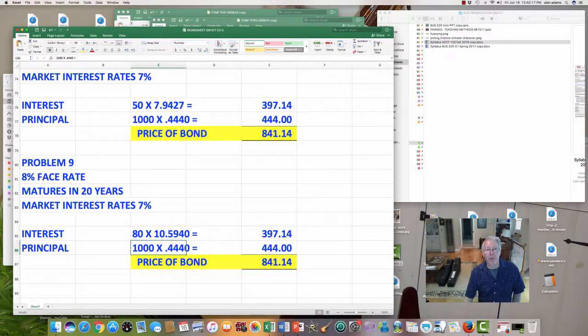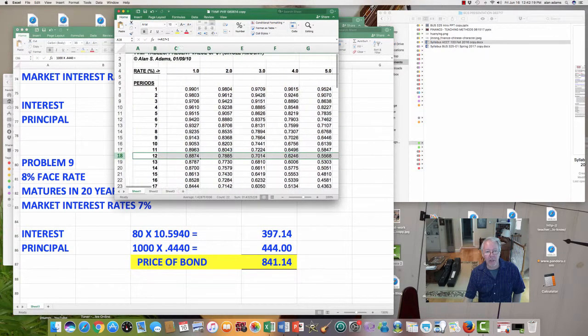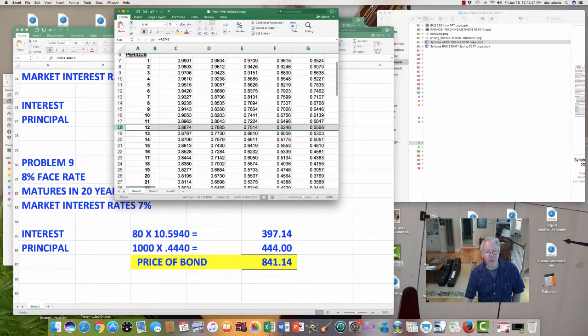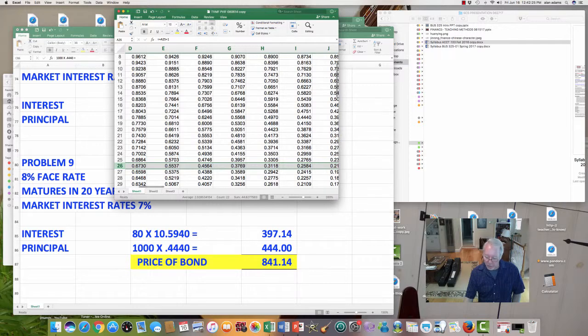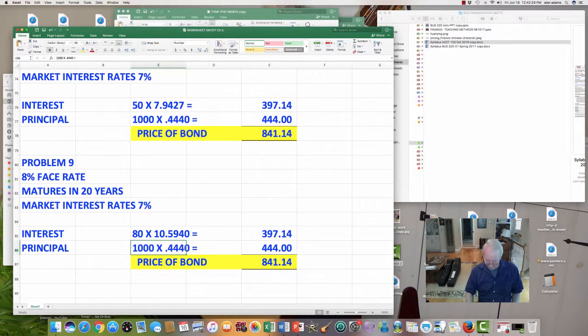I'm going to get $80 every single year. Now I go over to table B and say, what about the principal? That's going to be in 20 years also. If I go to 7%, my number is 0.2584. That's it. Let's do our numbers. $80 multiplied by 10.5940 and 1,000 times 0.2584.